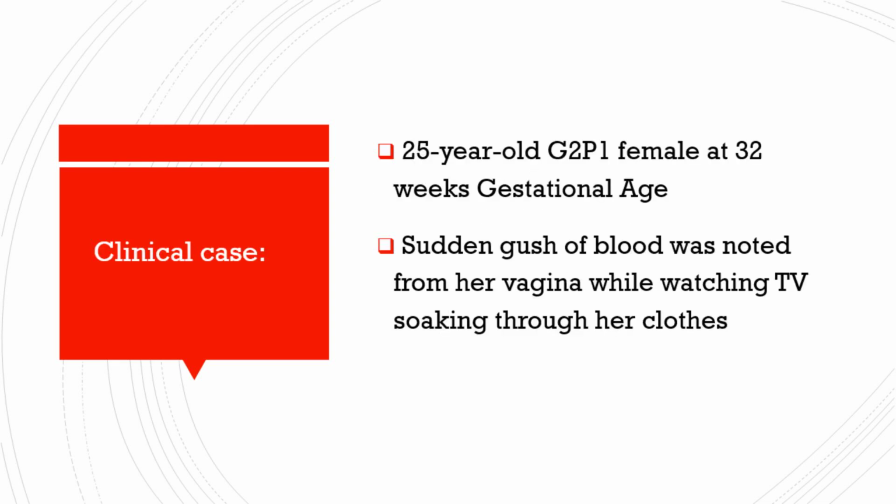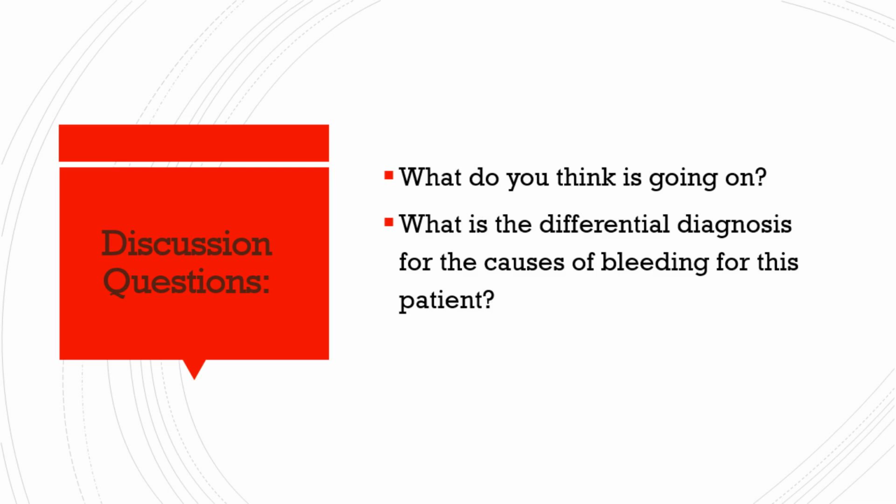Let's start with a case scenario. A 25-year-old gravida 2-para-1 female presenting at 32 weeks gestational age, after noting a sudden gush of blood from her vagina while watching television, soaking through her clothes. What is your differential diagnosis for potential causes of bleeding for this patient? Pause this video and take a minute to write down what you think is the reason for her bleeding.